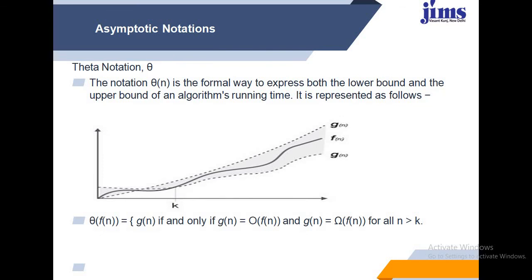Theta notation is the formal way to express both the lower bound and the upper bound of an algorithm's running time. It is represented like this. This is your formal f of n, and let this is your g1 n and this is your g2 n. So order theta of f1 of n, it is equal to g of n, and this will lie in between the big O notation and omega notation.